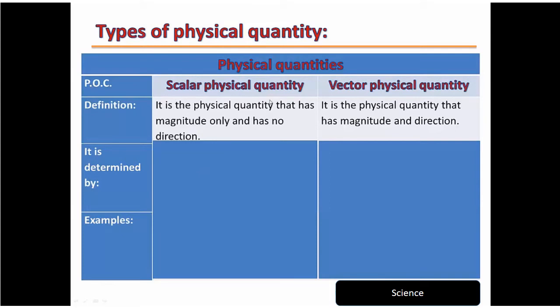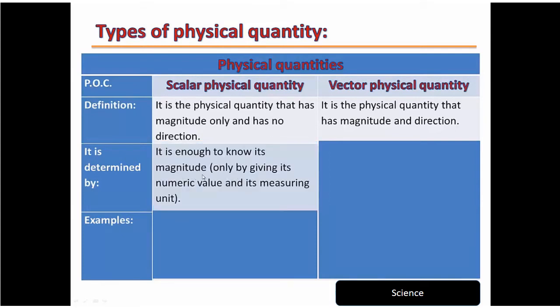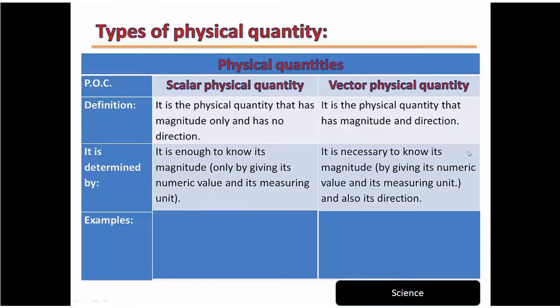For scalar physical quantity to be defined, we need to know its magnitude only by giving its numerical value, number, and its measuring unit, its unit. But for vector physical quantity, it is necessary to know its magnitude by giving its numerical value and its measuring unit, and also its direction.